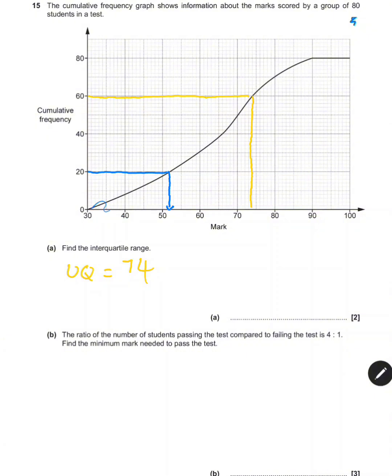The lower quartile, 1/4 of the way up the graph, read across, read down. That would be 51. And the interquartile range is just your upper quartile, take away your lower quartile, and 74 take 51 is 23.